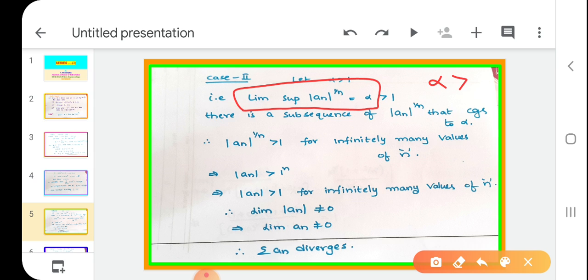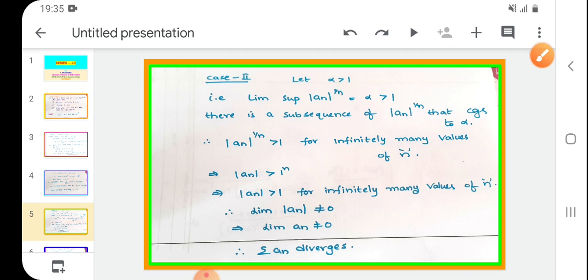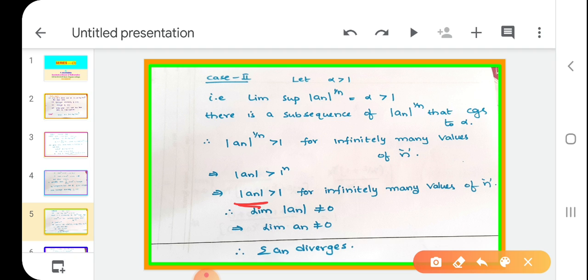But here I take alpha greater than 1. That implies limit supremum of |an|^(1/n) is also greater than 1. That implies |an| whole power 1/n is greater than 1. Now raising both sides to the power n, what we get here? Whole power n, 1 power n. The n cancels, giving |an|. Here also 1 power n, and 1 power n means 1. So |an| is greater than 1. |an| means |an| minus 0 is greater than 1.